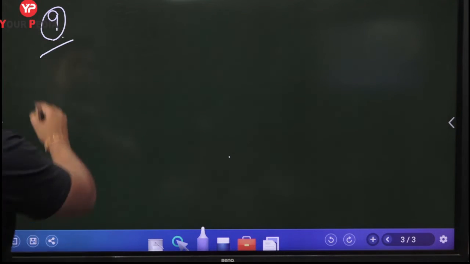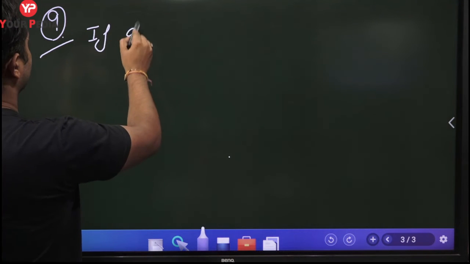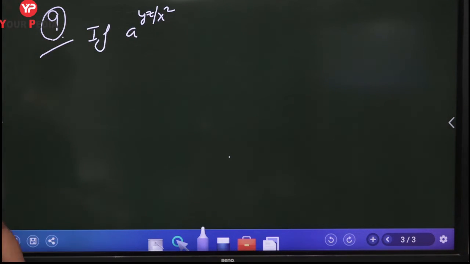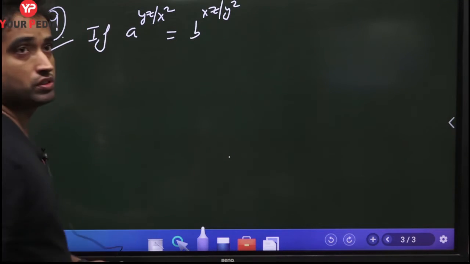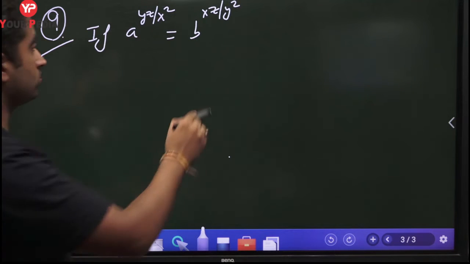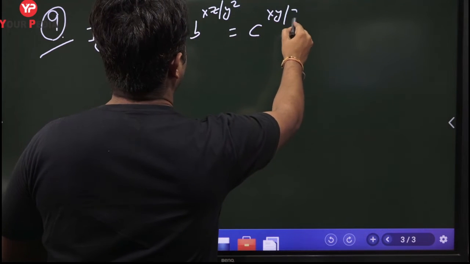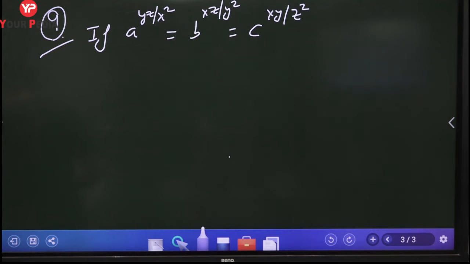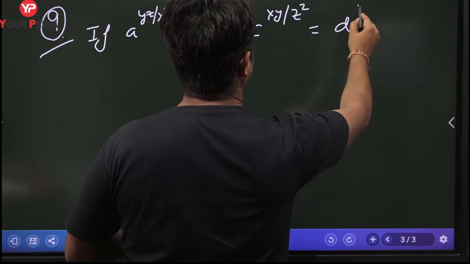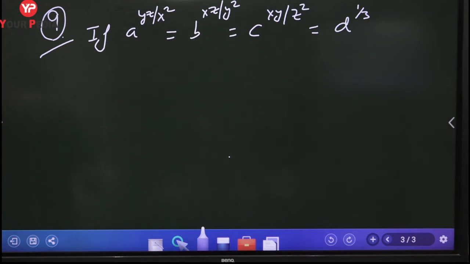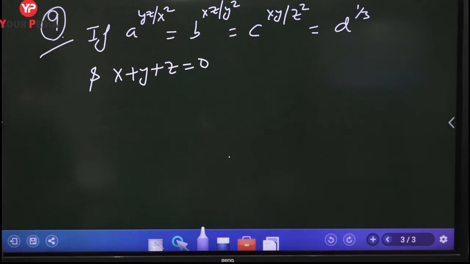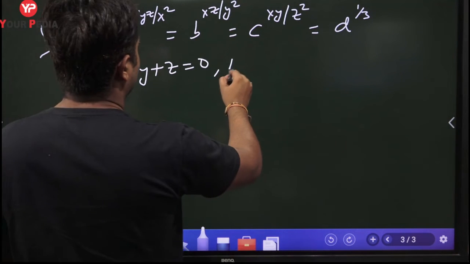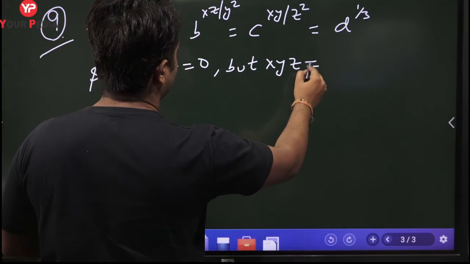this is the 9th now. If a power yz upon x square is equal to b power xz upon y square is equal to c power xy upon z square, d raised to power 1 by 3 and x plus y plus z is equal to 0, but xyz is not equal to 0.